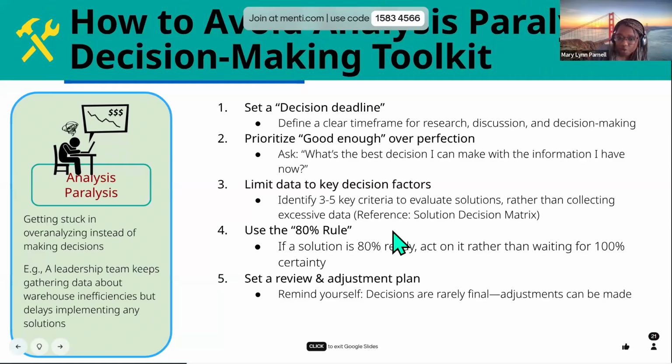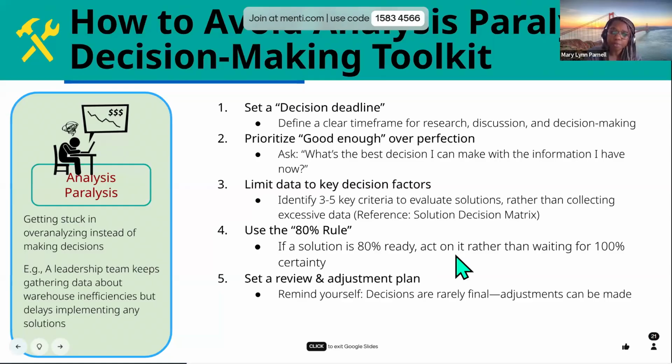Using the 80% rule, if a solution is 80% ready, act on it rather than waiting for 100% certainty. I do truly believe the only certainty in life is change. So if we can get close with as much information as we can and we have the flexibility to work through it, then let's just go. And as long as you have a firm foundation to why you've made the decisions based on data, based on feedback, then you're that much more equipped to go through.